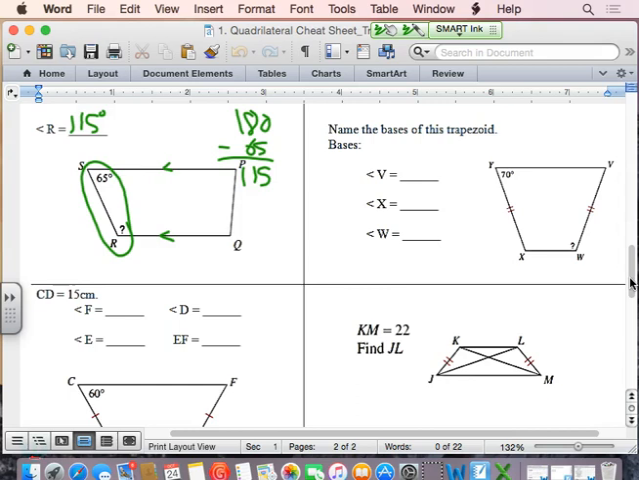Now in this one, we have an isosceles trapezoid. On this isosceles trapezoid, you can tell it's isosceles because you've got the two tick marks. We're told that those sides are the same. An isosceles trapezoid is the only type where you can find all the angles if you're given one angle. So on this one, I'm given one angle. I can find these other three.